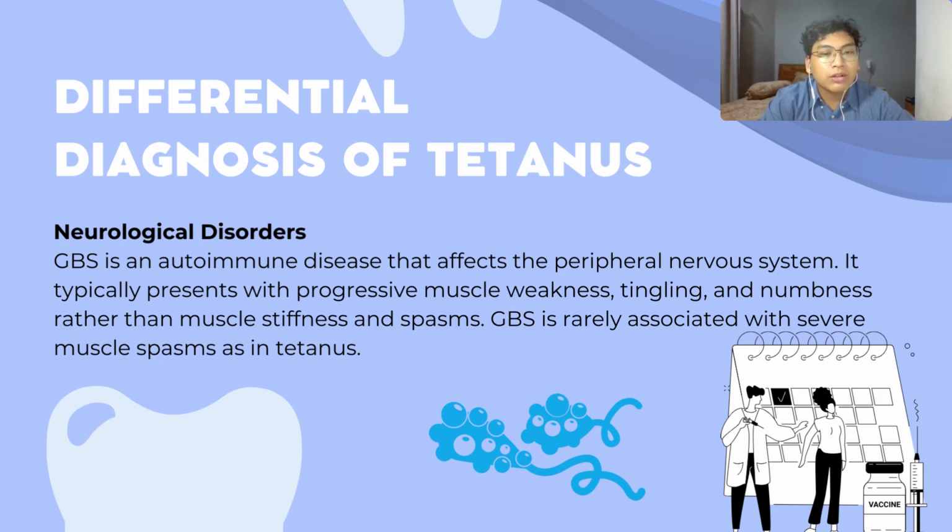And the last one is neurological disorders. A neurological abnormality that must be considered in the differential diagnosis of tetanus is Guillain-Barré syndrome, or GBS. GBS is an autoimmune disease that affects the peripheral nervous system. It typically presents with progressive muscle weakness, tingling, and numbness rather than muscle stiffness and spasm. GBS is rarely associated with severe muscle spasms as in tetanus. So that's all from me.